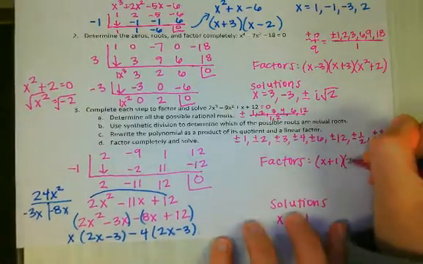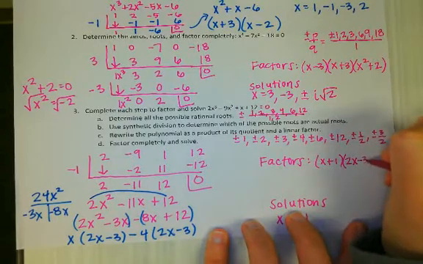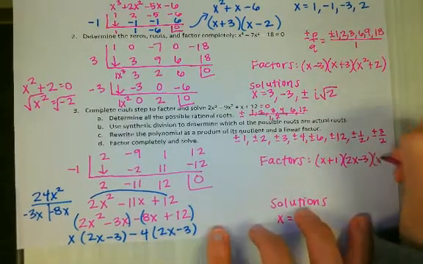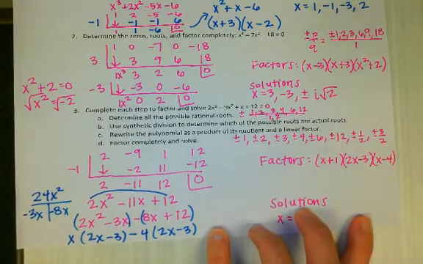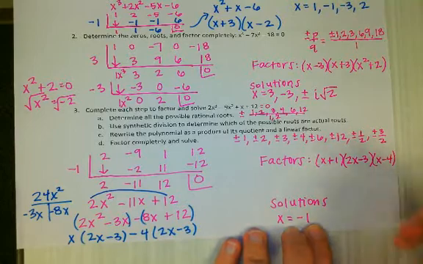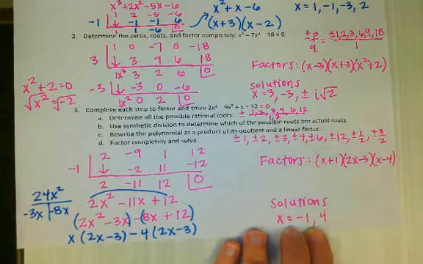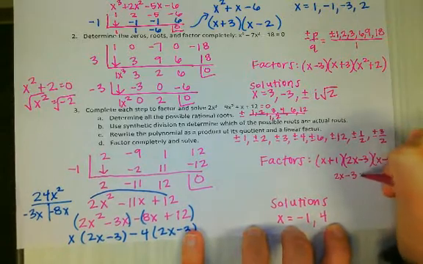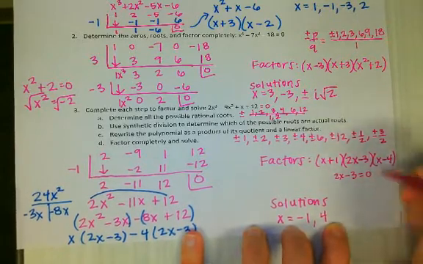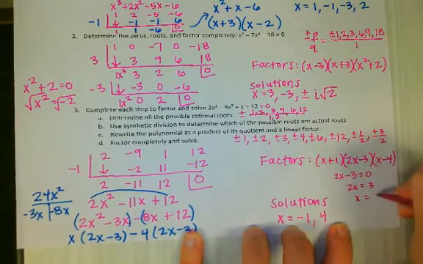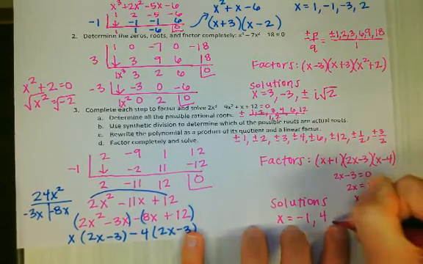The 2x minus 3 repeats. Awesome, we're doing it right. And then x minus 4 is our third and final factor. So my solutions, the x minus 4 creates a solution of positive 4. But make sure you don't go too quick on the 2x minus 3. When I set it equal to 0 and divide by 2 at the end, I'd get 3 over 2.